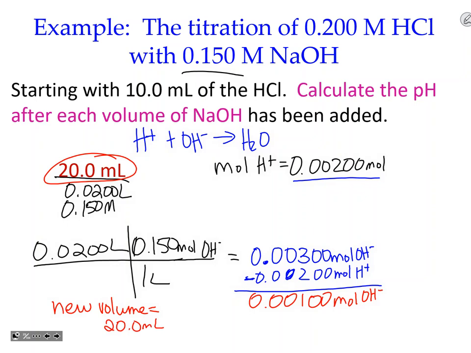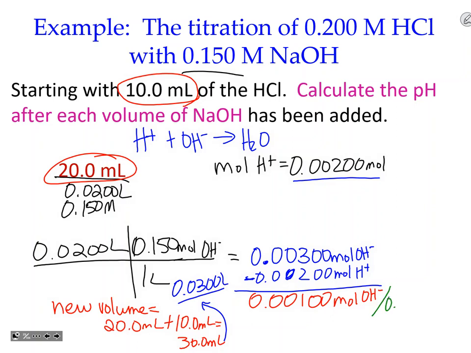Now what else was in there? How much of the acid? 10 milliliters of our acid. So our new volume happens to be 30 milliliters. And so we want to change that over to liters, 0.0300 liters. Now, all we have to do is divide the moles by 0.0300 liters. This is going to give us the concentration of the hydroxide.